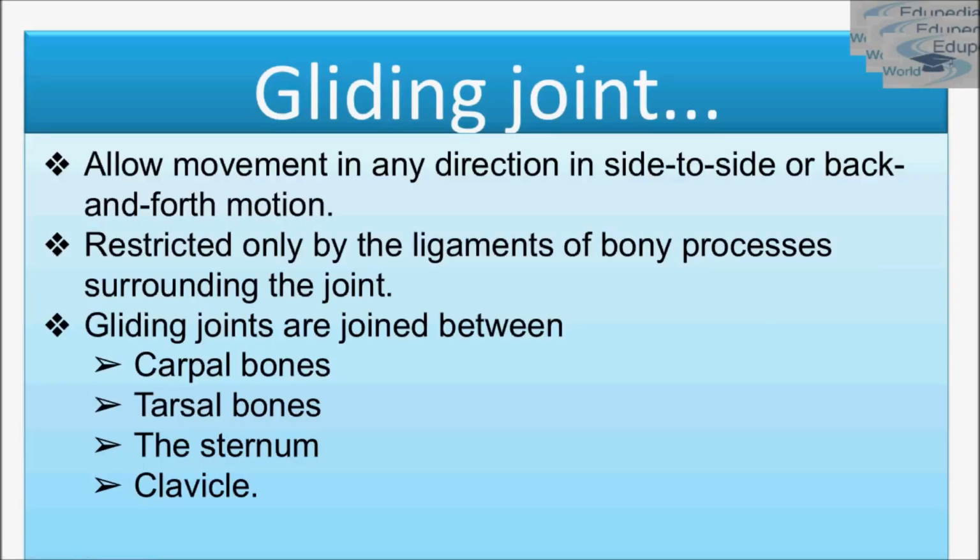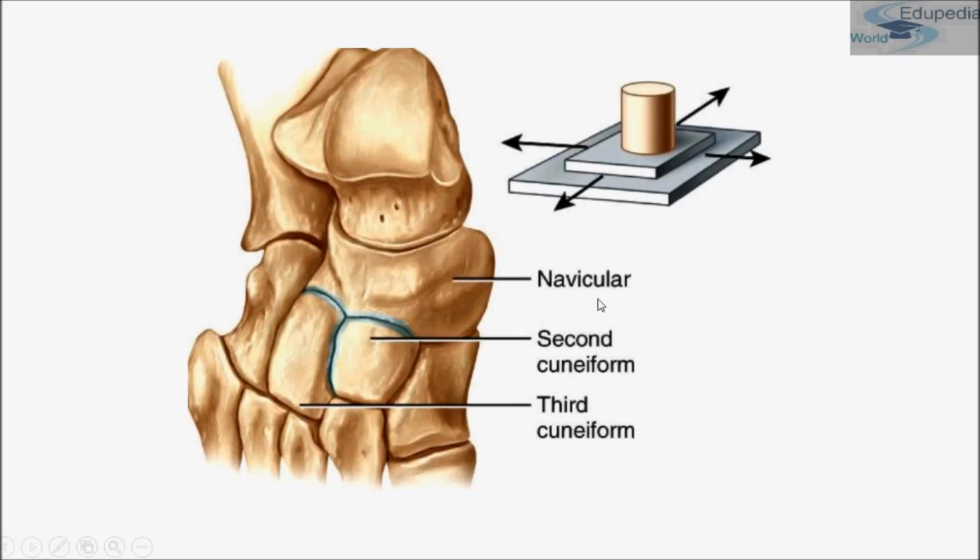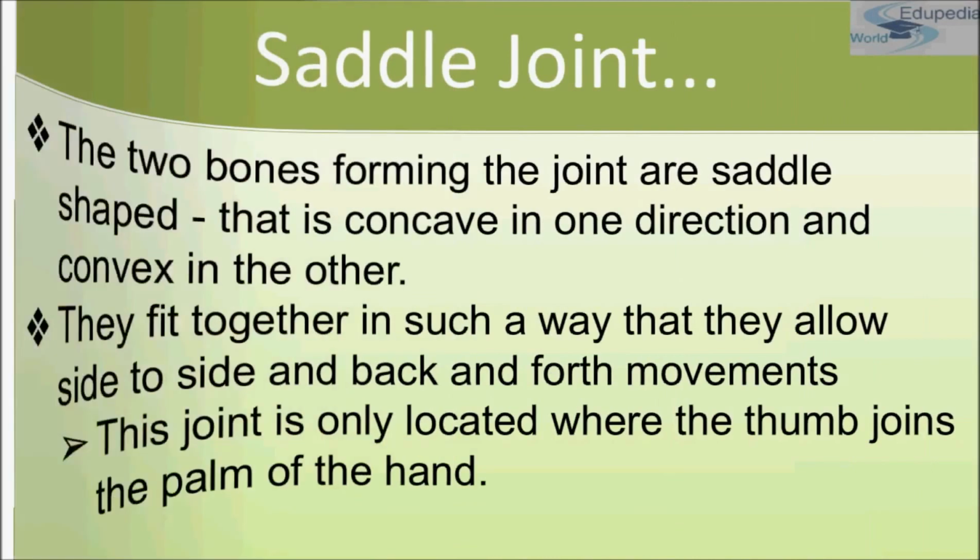The gliding joint is between the carpals, and the carpals of the fingers. It allows movement in any direction, side to side or back and forth. Okay, and they are found between carpal bones, tarsal bones, sternum, that is the breast bone, and clavicle. So this is the representation, see, this is your gliding movement, how gliding takes place between the carpals or the tarsals. Okay, and then comes the saddle joint.